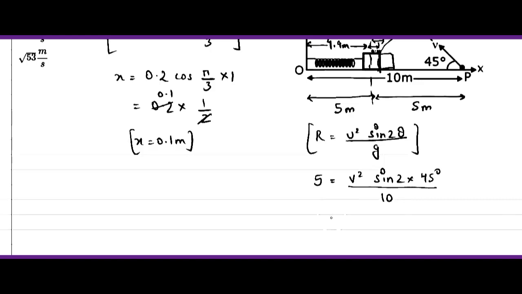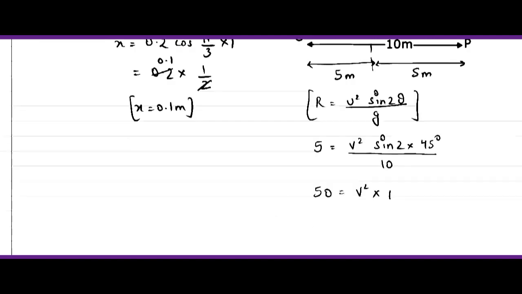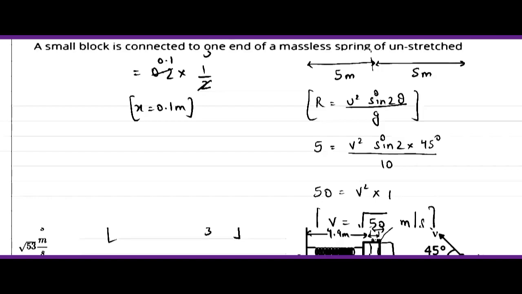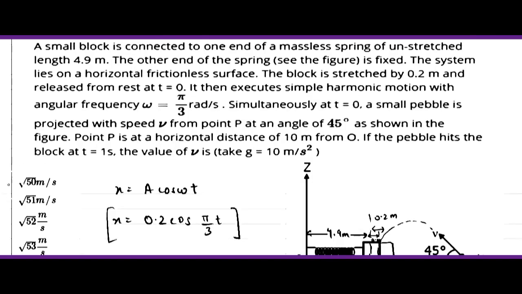Okay, so from here we will get 50 equals v square, and sine 90 is 1. By taking the square root on both sides, we will get v equals root 50 meters per second. So this is the required initial velocity, and from the given options A, B, C and D, option A is the correct answer. Thank you.